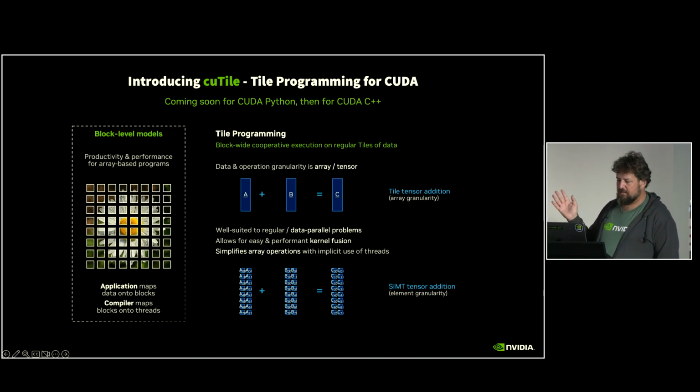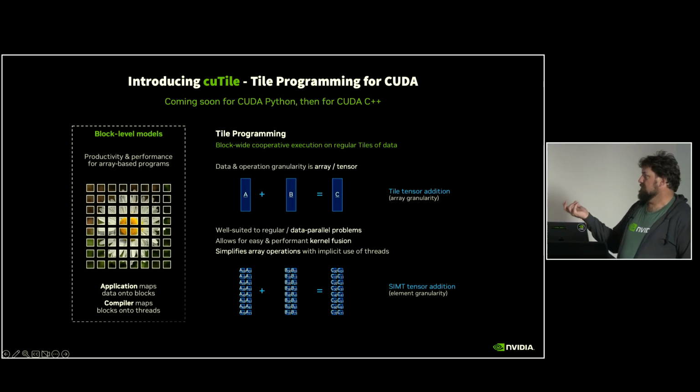It brings that block level model to target productivity, so that applications can map to data, and then the compiler maps those blocks onto the threads. So you don't have to worry about exact MMA instructions and so forth anymore. Now, we totally are stealing everything from NumPy here. We're operating on arrays or tensors, just like NumPy did, and giving you a programming model where you work on arrays, not individual threads anymore. So this should be really well suited for regular data parallel problems, and it also simplifies other implicit uses of threads.